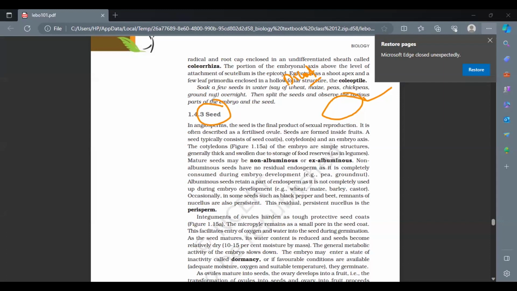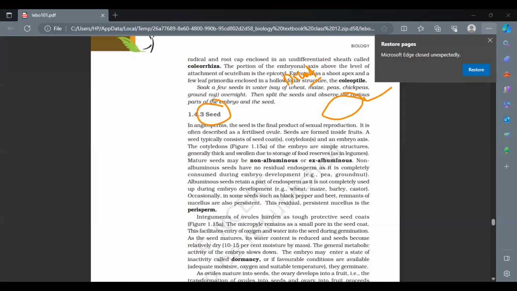Look at the pea and the groundnut. They just have a seed cover, and inside you can see the cotyledons, so there is no endosperm residue inside. There are certain seeds where the endosperm is retained, like wheat, maize, barley and castor. Four examples they have given, so remember these four examples of albuminous seeds. So what are non-albuminous and albuminous seeds? Along with the examples, you need to understand this, okay?